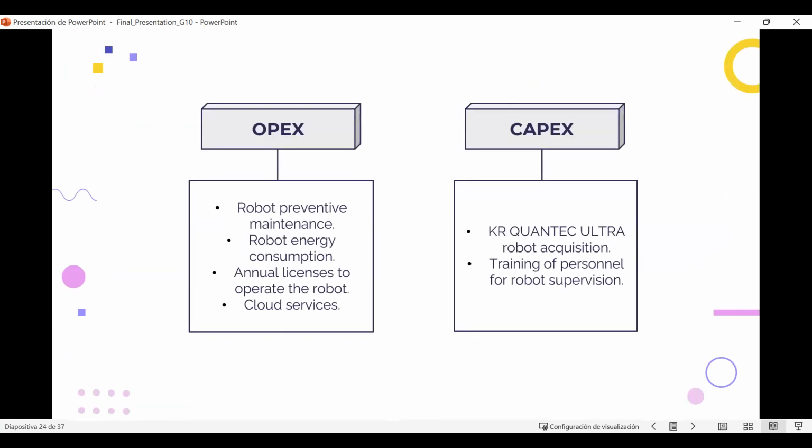Okay, about the financial study, we defined the OPEX: the robot preventive maintenance, robot energy consumption, annual licenses to operate the robot, and the cloud services. And the CAPEX, like QR Quantec Ultra, robot acquisition, and the training of the personnel for the current robot supervision. Next one, please.